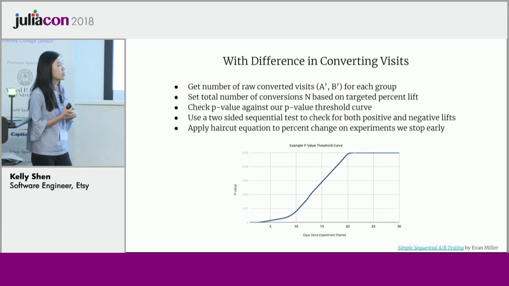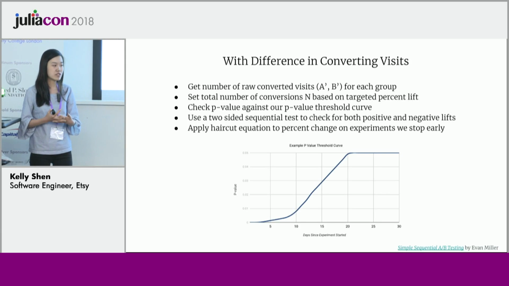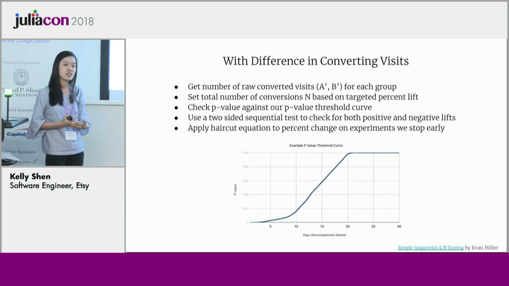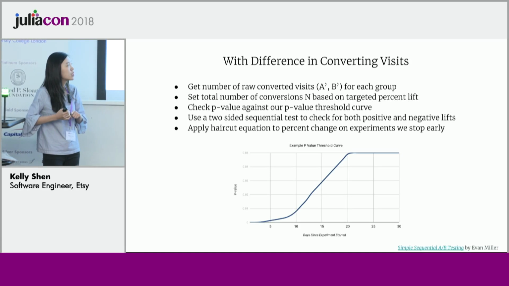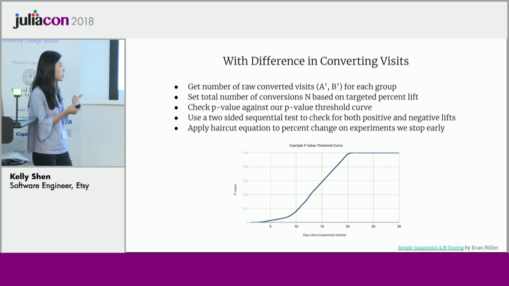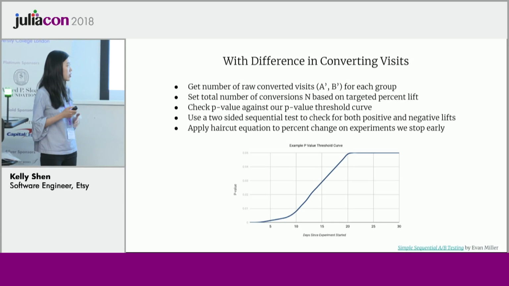This method is great at detecting small changes quickly, which is very suitable for our use case. It does have some weakness. For example, it's not ideal for a metric with very high conversion rate because it does not take into account the number of failures. But we did choose this method over Pocock because of the advantage it showed in detecting small changes quickly.